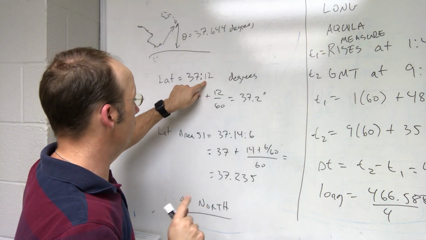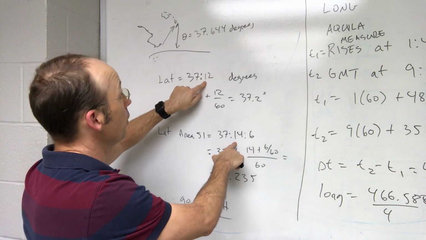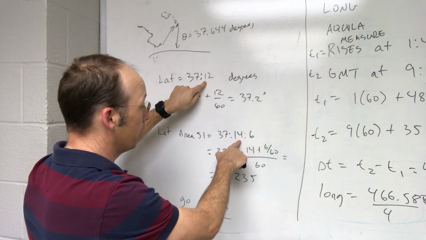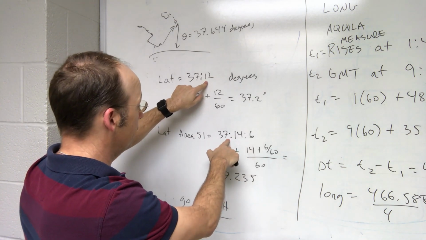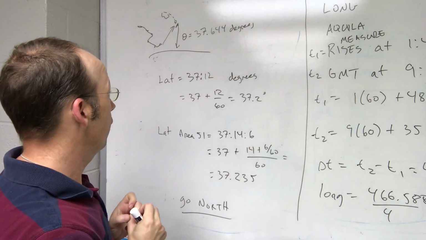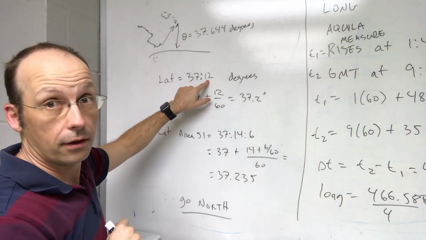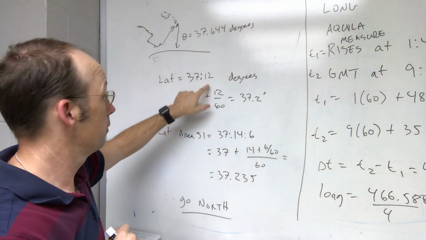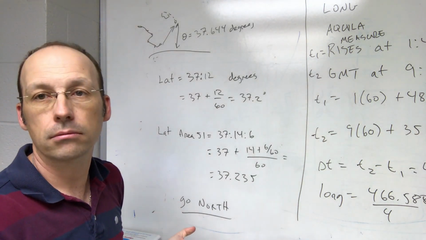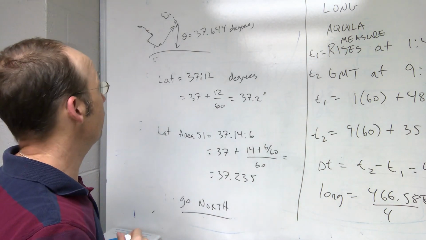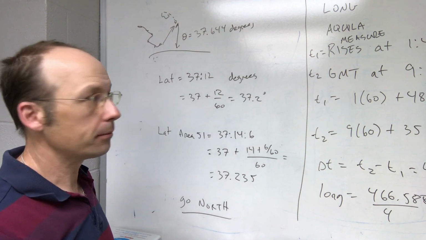Now, the only thing you can do next is to say, okay, Area 51 is at 37 14, and this is at 37 12. So Area 51 is further north than their location. So Area 51 is further north, so you need to go north-ish. Okay, so that's easy. That's what you measure with the sextant.